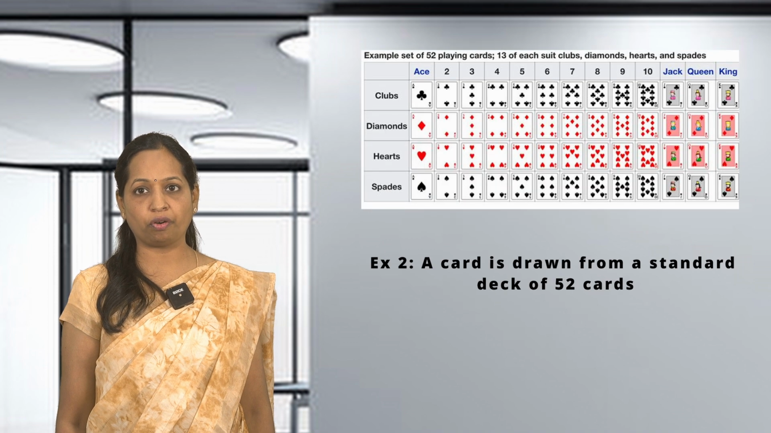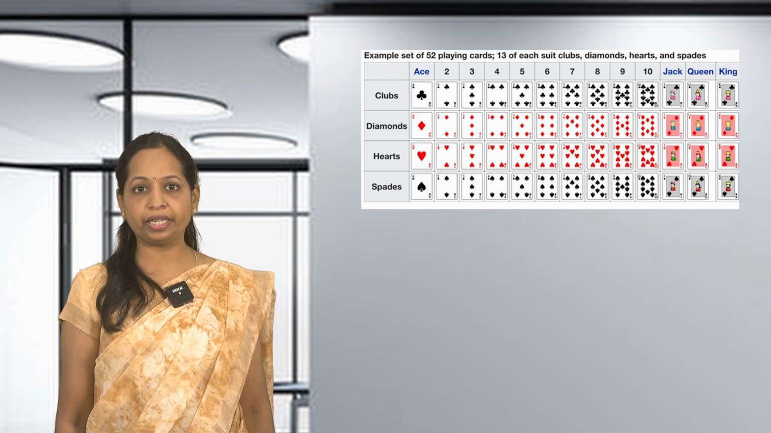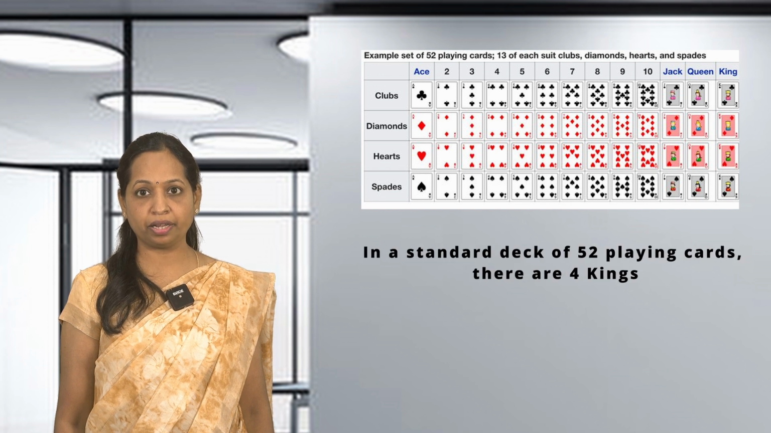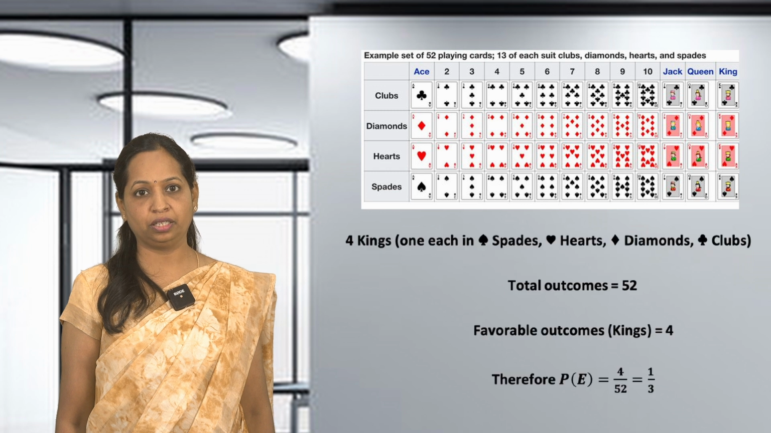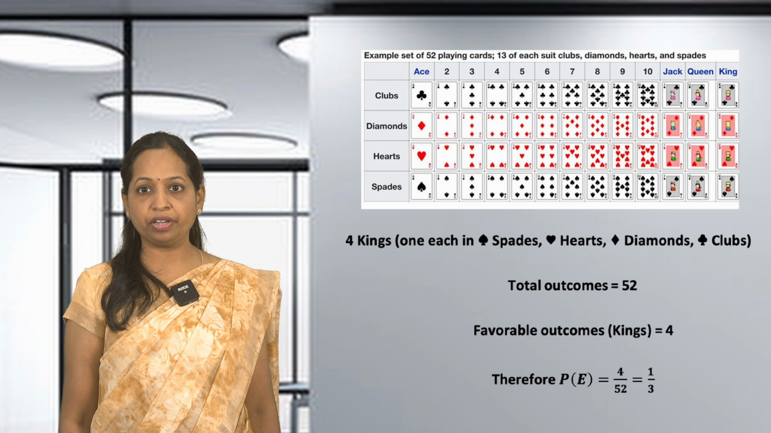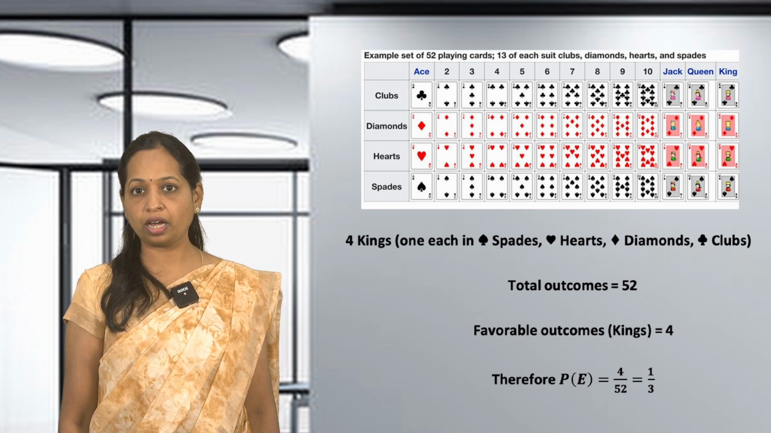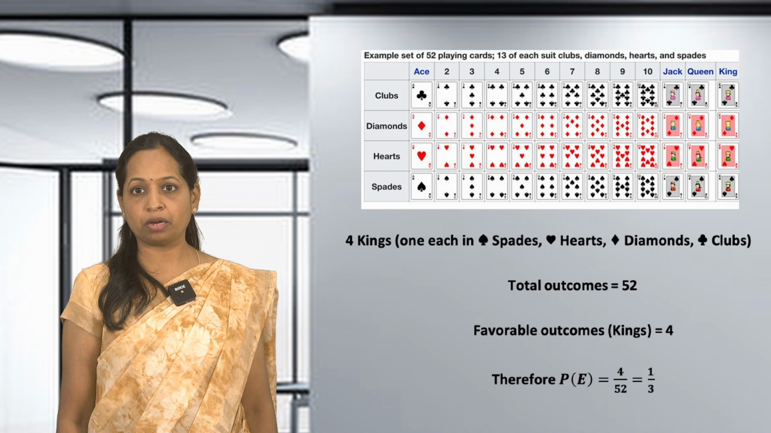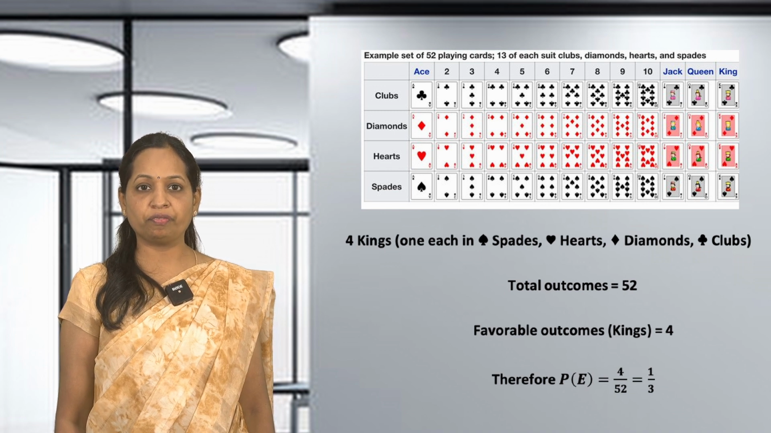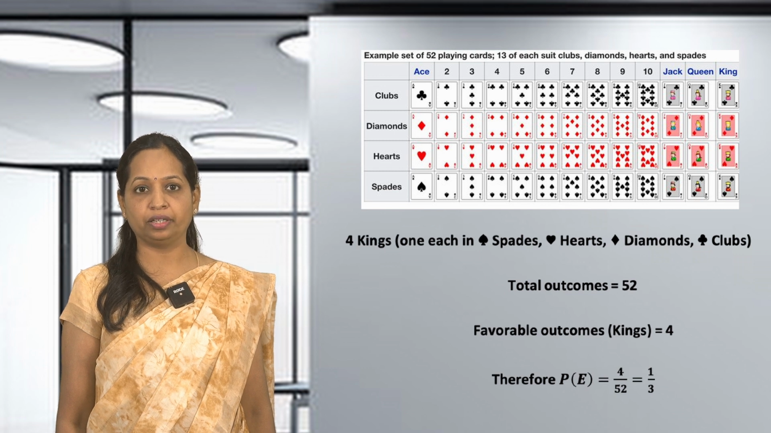A card is drawn from a standard deck of 52 cards. What is the probability that it is a king? In a standard deck of 52 playing cards, there are only 4 kings. So we know that there are totally 52 cards and we get 4 kings out of all the cards. So the total outcomes will be 52 and favorable outcomes will be 4. When we apply the formula, we get 4 divided by 52.